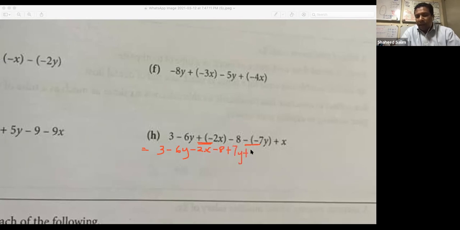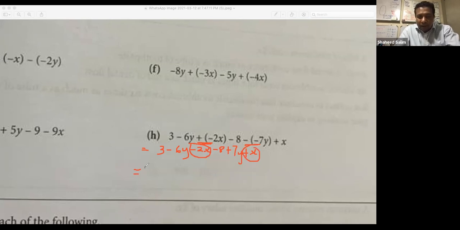Plus x. Okay, this is what you do. Step 1, you remove the brackets. Step 2, you arrange them. Arrange how? All the x you put on one side. So I'm going to circle the x now. Minus 2x plus x, you put it to the left side.